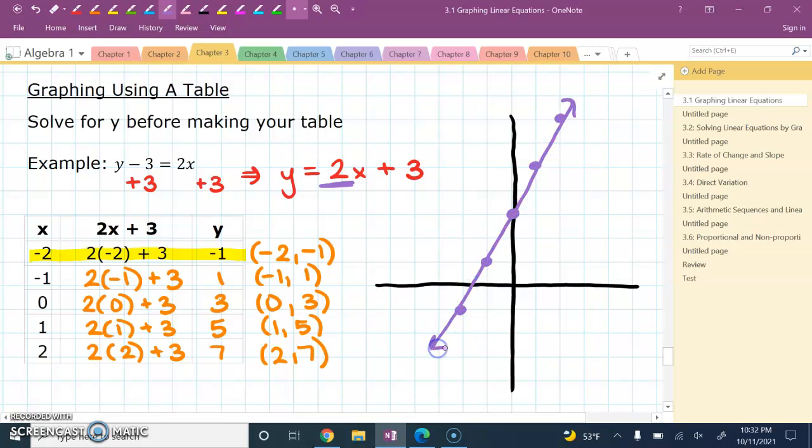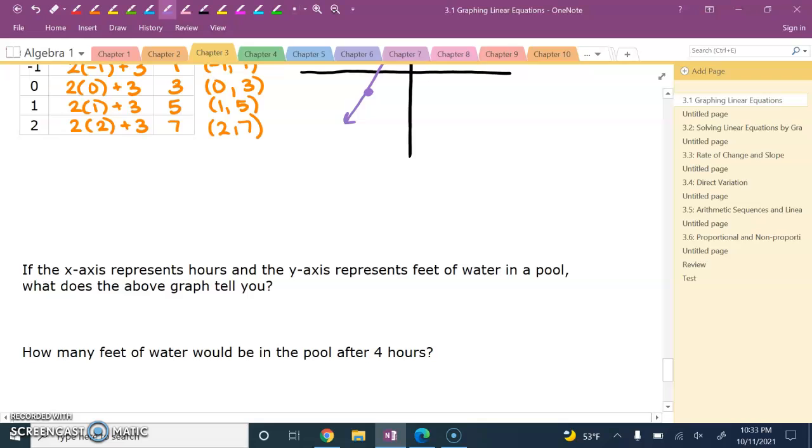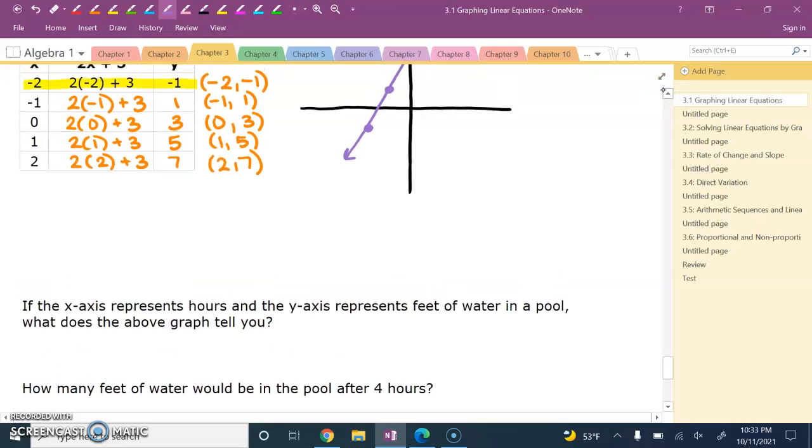Now on a problem like this where you've got a table that you're trying to fill out, they may be trying to relate this to a real world problem. So they're going to have you look at this as if these numbers are actually representing something in the world or in your life. For example, this one underneath we have some follow-up questions. It says, let's say that the x-axis up here represents hours. So this would be that axis. And the y-axis represents feet of water in a pool. And they're asking, what does the above graph tell you?